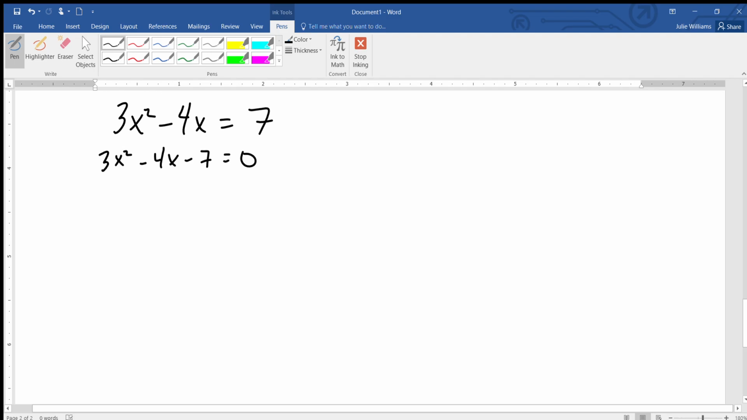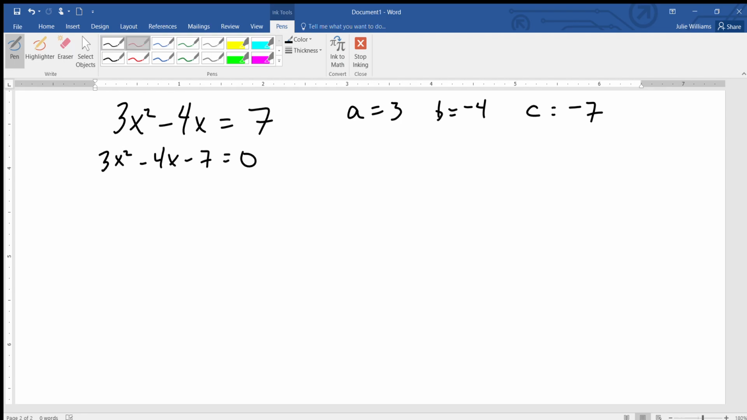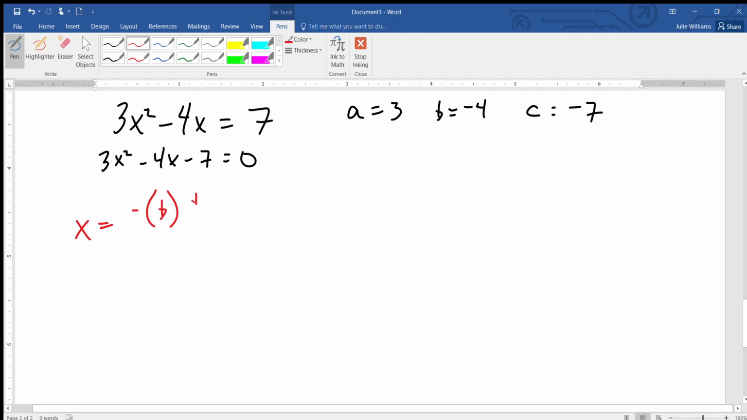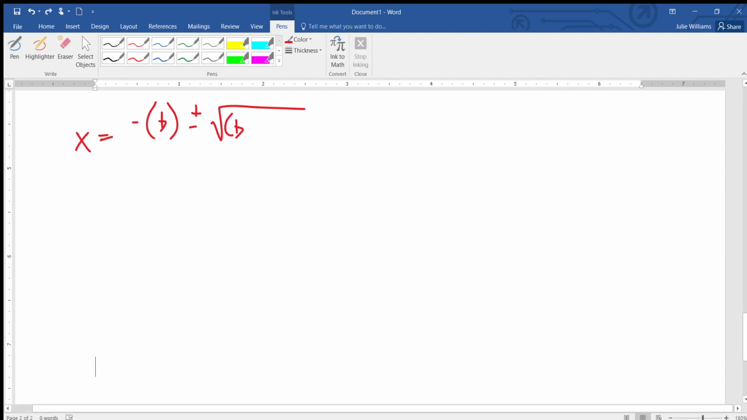Now that is a quadratic that I can work with. So I identify then my A, my B, and my C. So A is equal to 3, B is equal to negative 4, and C, make sure you put in there that negative 7. Okay, let's write the quadratic formula. So I'll write it in red, that's fun. X is equal to negative B plus or minus the square root of B squared minus 4 times A times C, all over 2 times A.